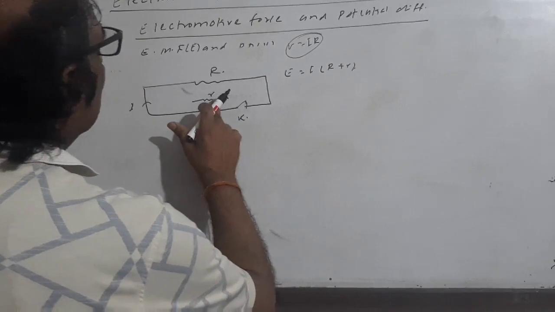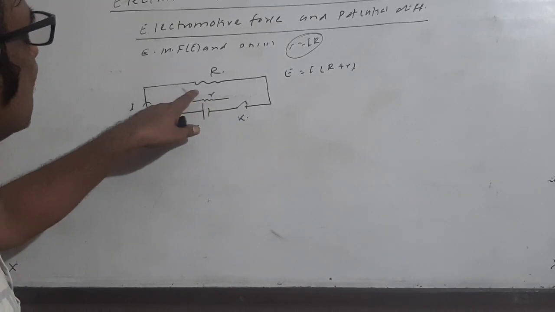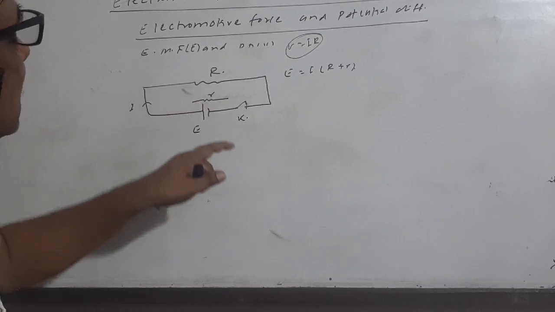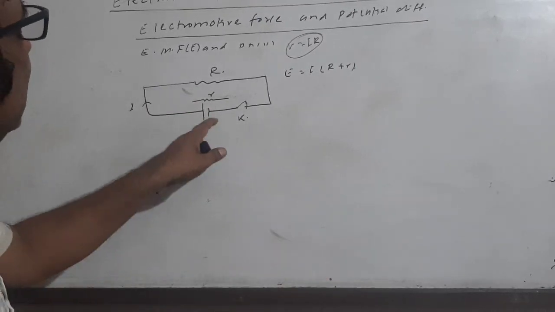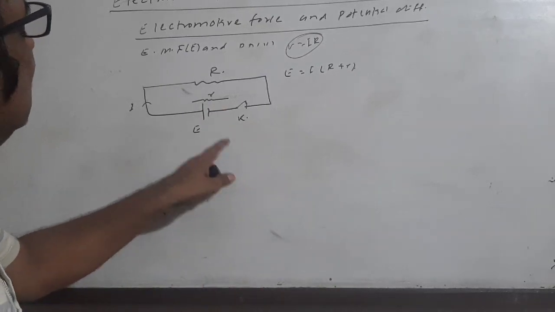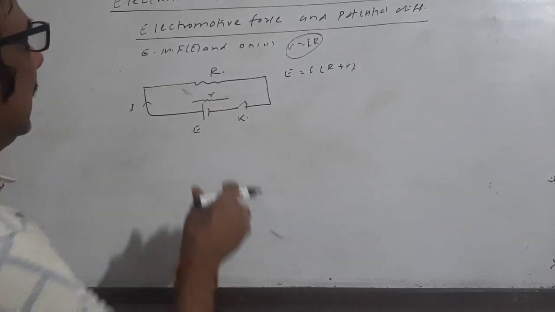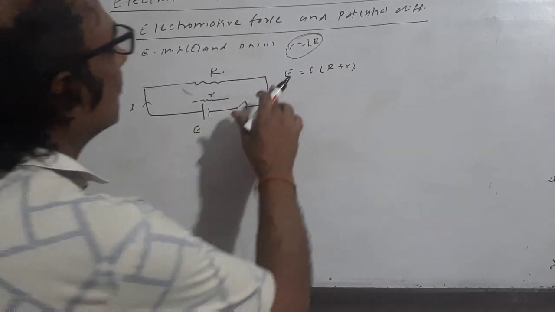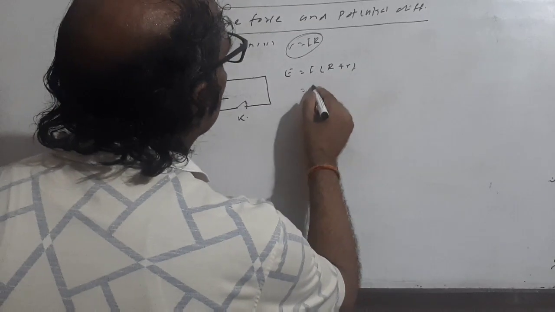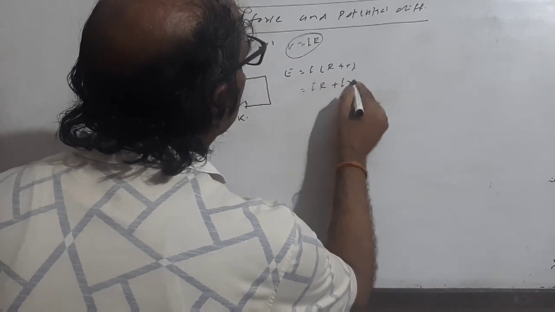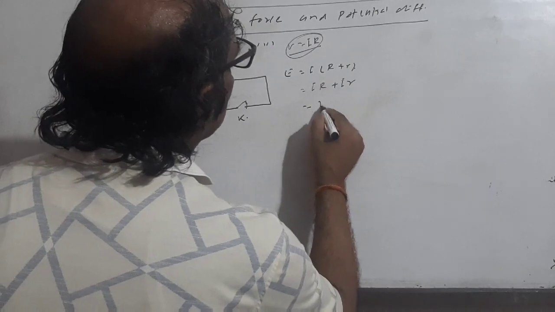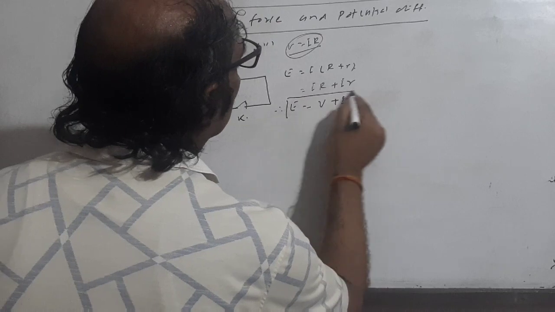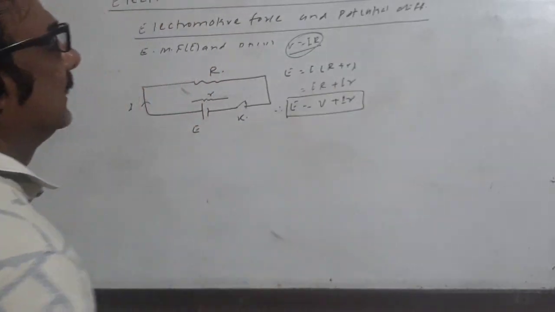But here you cannot neglect the internal resistance of the cell if there is a cell. Internal resistance means the resistance offered by the electrolyte, the resistance offered by the constituents of the cell, and that is known as the internal resistance. This plays a very important role, and due to this there is the equation E is equal to IR plus Ir. Here V is equal to IR according to Ohm's law. So the total EMF is equal to V plus Ir.